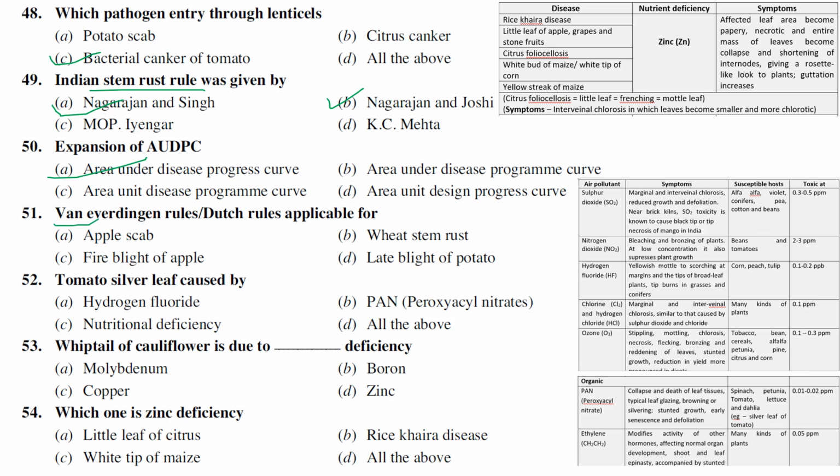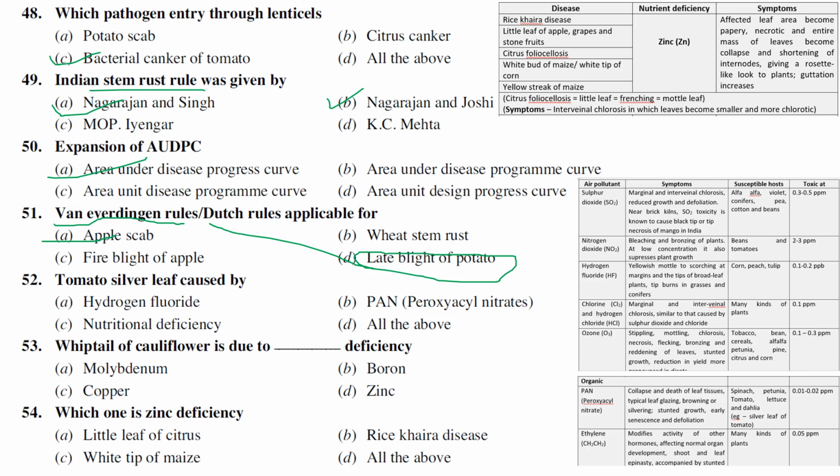Next one is Van Everdingen rules or Dutch rules are applicable for. So Van Everdingen rules, Beaumont rules, Dutch rules, Irish rules, all the rules are applicable for late blight of potato. For apple scab, we have Mills rules, right? Mills rules are applicable for apple scab.